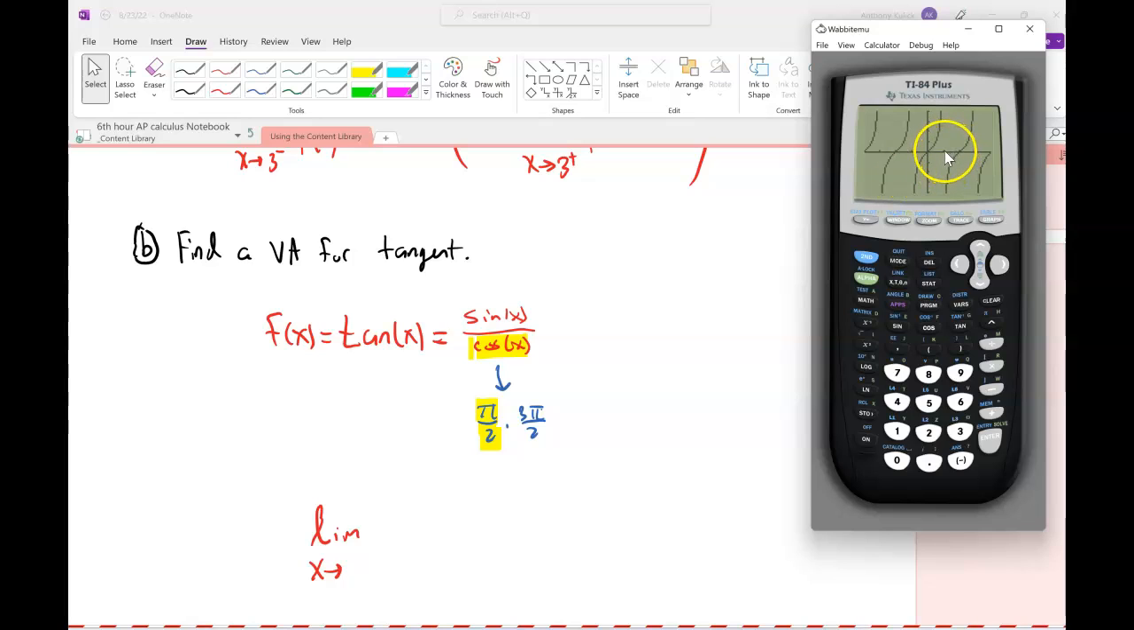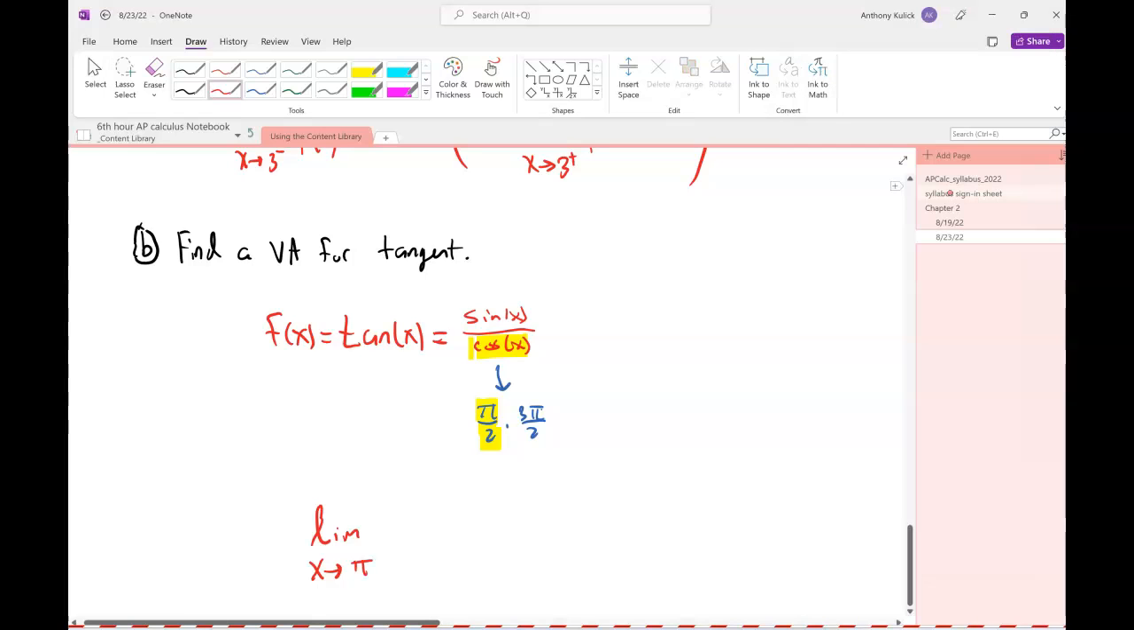So here's pi over 2. If I look, what's the left-hand limit of tangent at pi over 2? Positive infinity. And the right-hand limit of tangent at pi over 2 is? Negative infinity. So either one of those two would be sufficient. You don't have to do both of them, but you could do either or. So I'll just do the left-hand limit because we said that first.